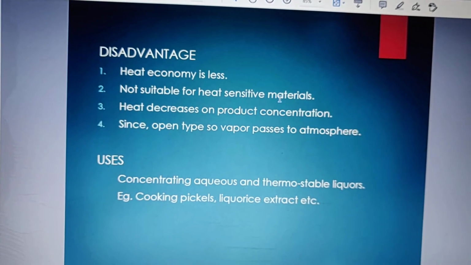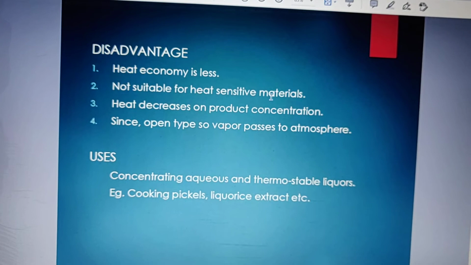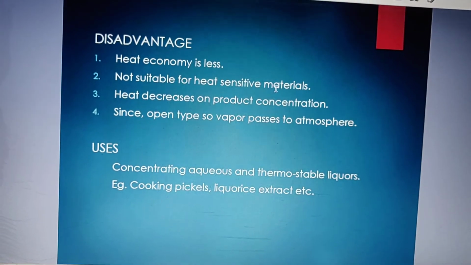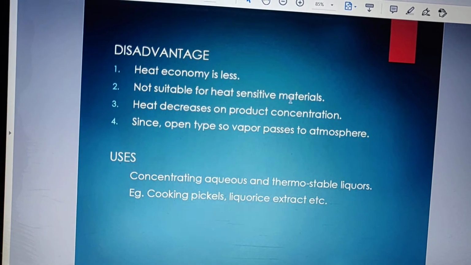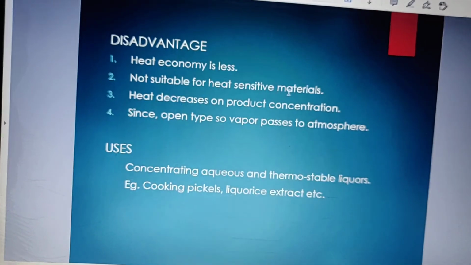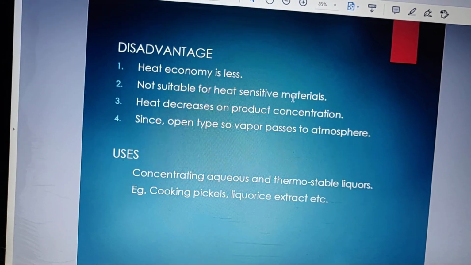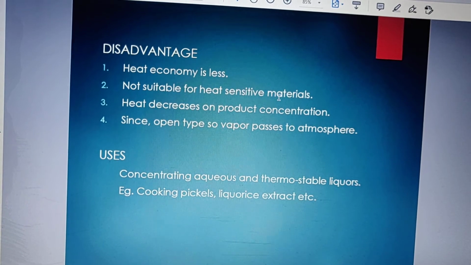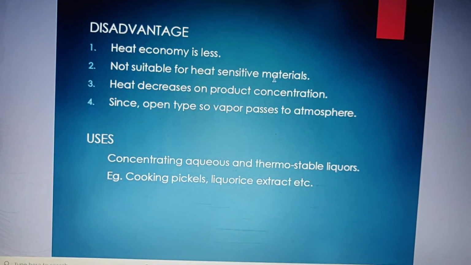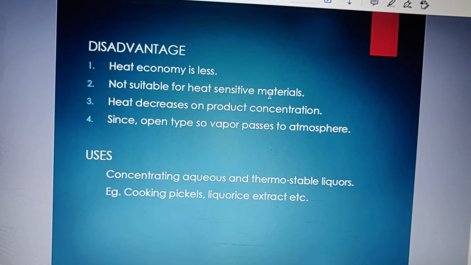Then since it is an open type, the vapor passes to the atmosphere. Now since the vapor passes to the atmosphere, what happens? Vapor gets condensed in the atmosphere, and that decreases heat transfer. The heat transfer coefficient decreases since there is a lot of pressure in the atmosphere, which makes the atmosphere saturated with heat.